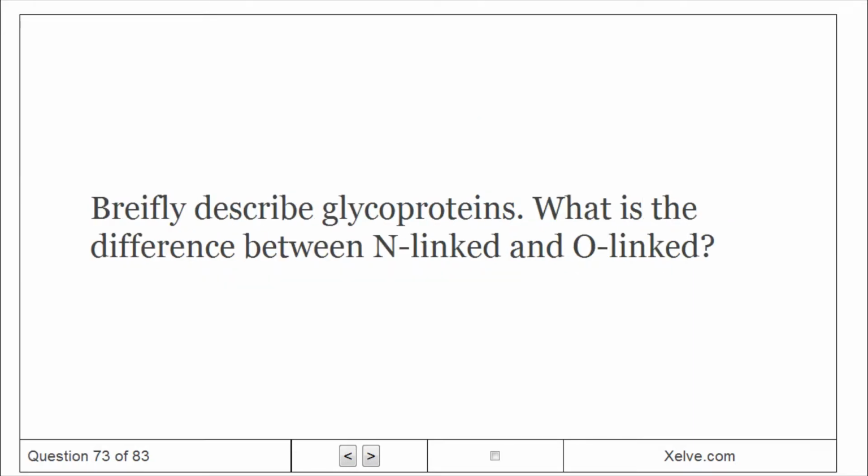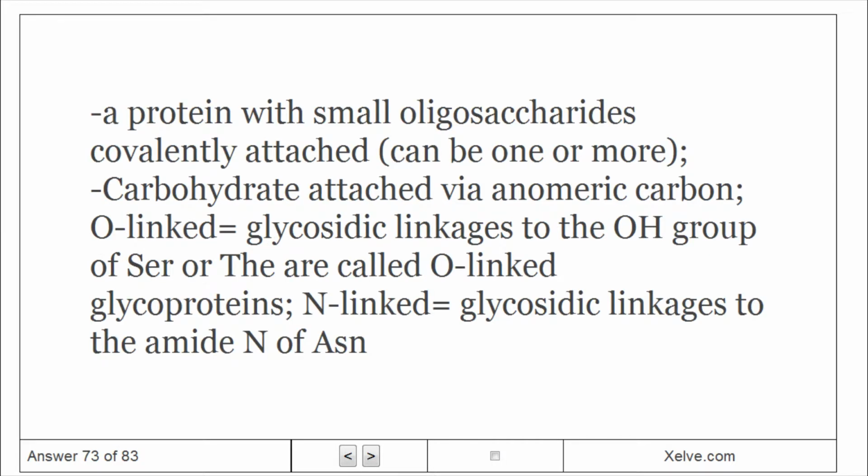Briefly describe glycoproteins. What is the difference between N-linked and O-linked? A protein with small oligosaccharides covalently attached, which can be one or more carbohydrates, attached via the anomeric carbon. Glycosidic linkages to the O group of serine are called O-linked glycoproteins, and N-linked are glycosidic linkages to the amide N of Asn.